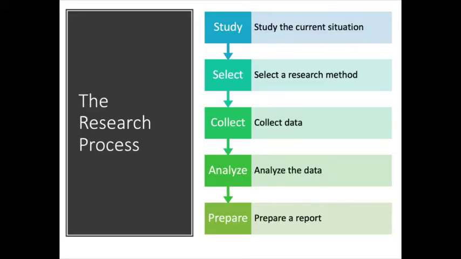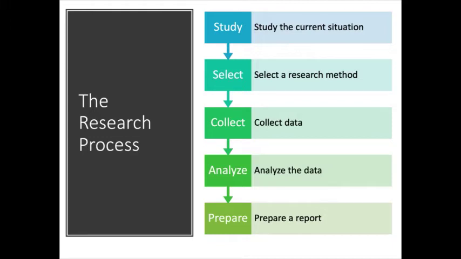The research process that is typically used, as you can see outlined here, is in 5 steps. You begin by studying the current situation and then selecting a research method, which is what we'll talk about at length in this particular lecture. After selecting the research method from several different options, you'll collect the data, analyze the data, and prepare an analysis report, what you have possibly learned from the data you've collected.